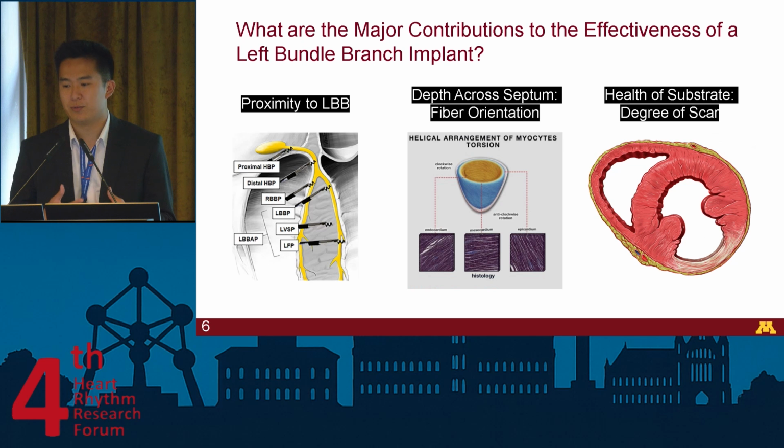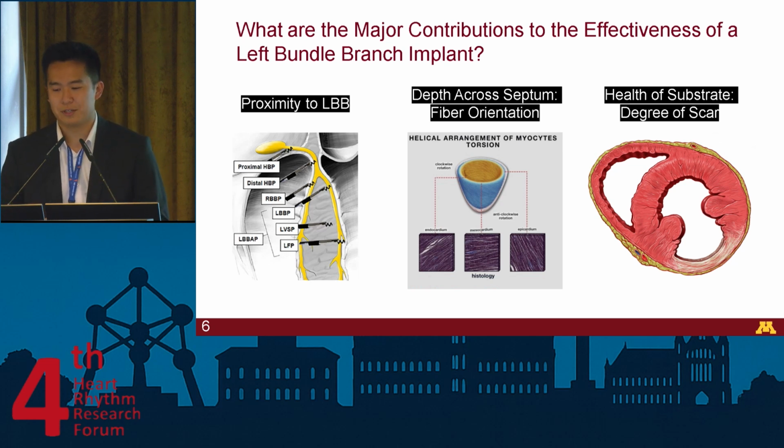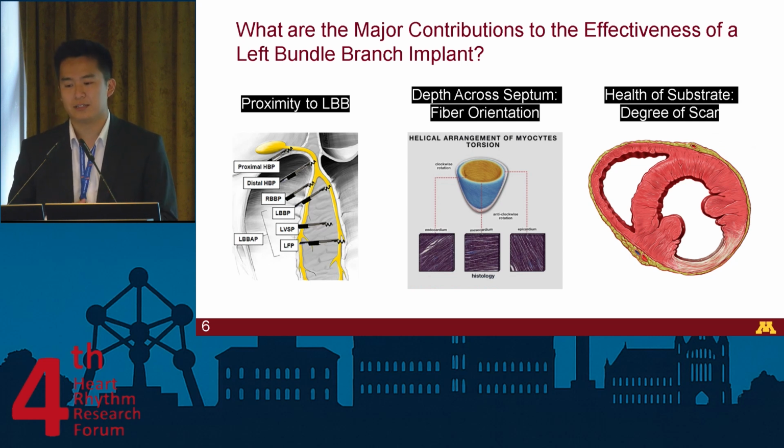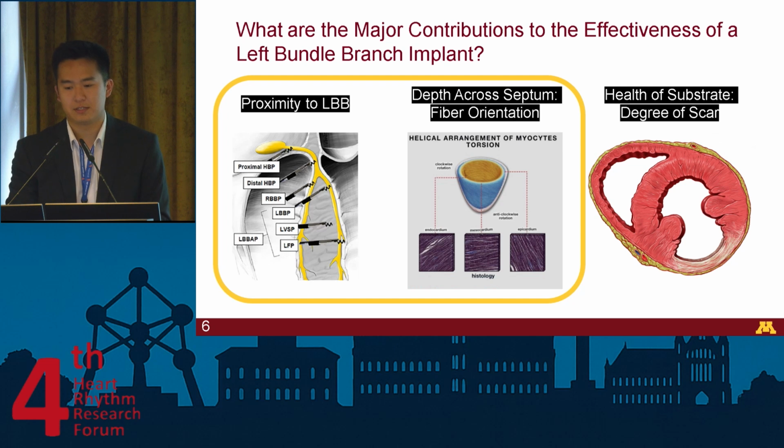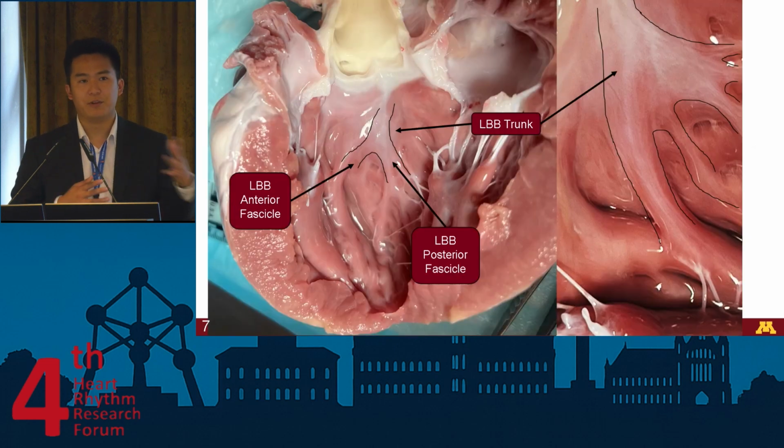So when we break this down to a more anatomic level, which is our specialty in the lab, what are the major contributions to the effectiveness of a left bundle branch implant? Number one is how close are you to the left bundle branch? Your depth across the septum. As we know, there are multiple fiber orientations within the heart. So you have your RV endocardium, your deep septal, and then your LV endocardium, as well as the health of the substrate itself. So is there left bundle branch alive underneath, or is there septal scar in the area? For the purposes of this talk, we'll focus mainly on the proximity to the left bundle branch and the fiber orientation across the septum. Just a brief dissection.